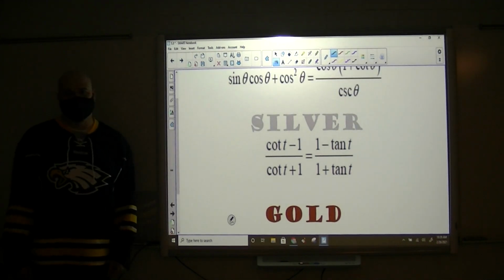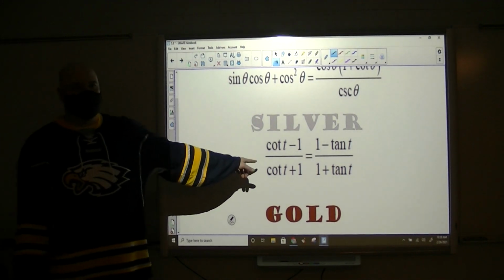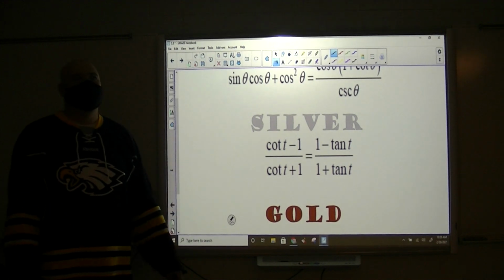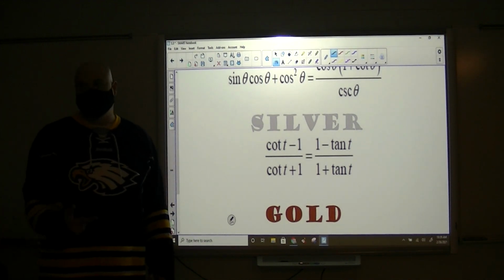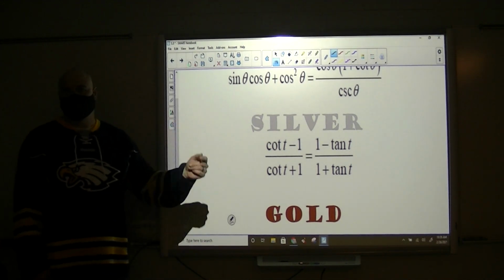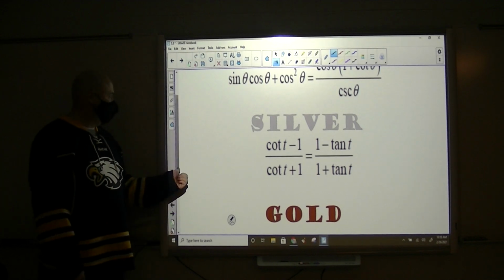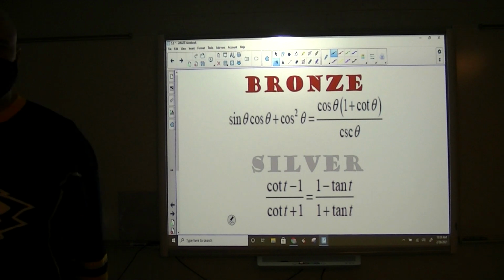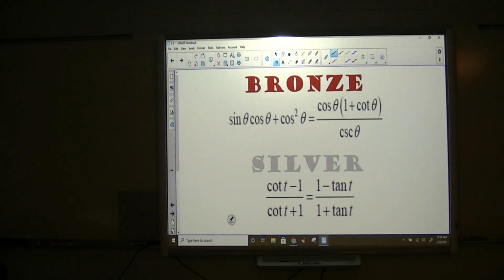This one, same thing, same thing. You can do a lot of things to this problem that will take you a long time, or you can do one thing and be done. And then there's this one right here. Totally optional. For you at home, optional. If you like these types of things and you want to give it a shot, go for it.